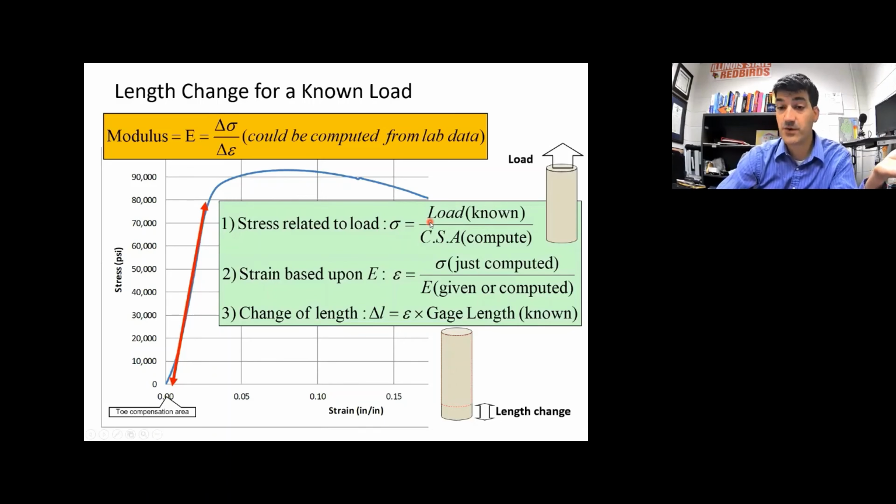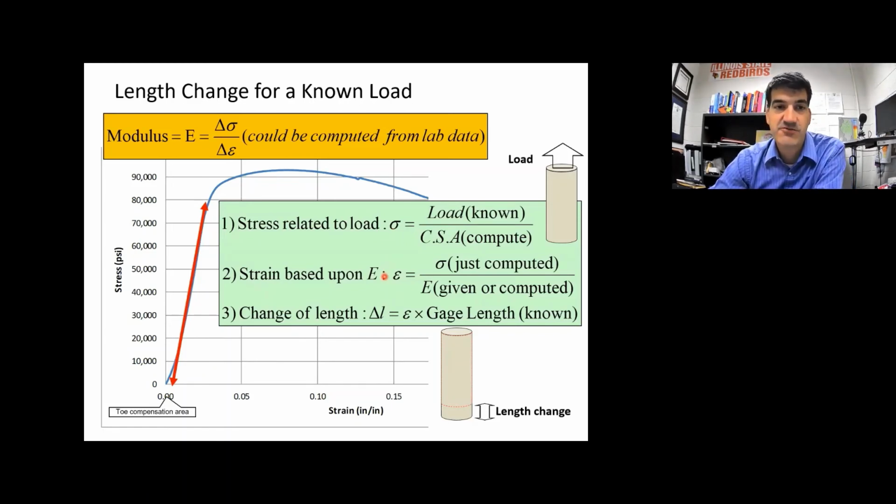you know what the load is, right? That's in the problem statement. The load, the force is known. It's given in the problem statement. This cross-sectional area is either known or you can compute it. The area of a circle is pi r squared, so you can compute the cross-sectional area. Now you know the stress in the part, and you can use the elastic modulus value to calculate the strain.